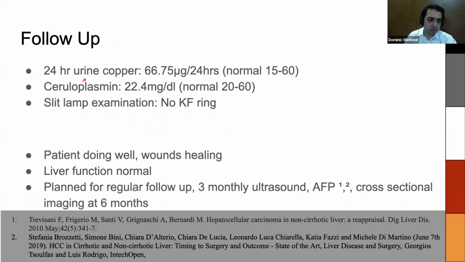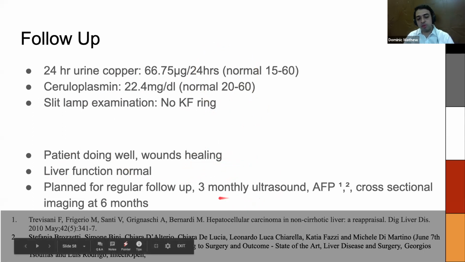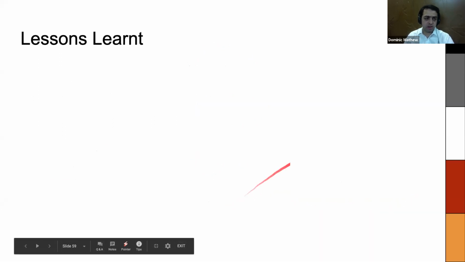On follow-up, we tested the 24-hour urine copper, which was just above normal. The ceruloplasmin was within normal, and a slit lamp examination showed no KF ring. So this, according to criteria, pretty much rules out Wilson's disease. The patient was doing well, and the wounds were healing. The liver function was normal. He's planned for regular follow-up with 3-monthly ultrasound and AFP, and we planned a cross-sectional imaging at 6 months.